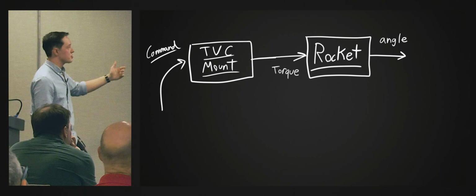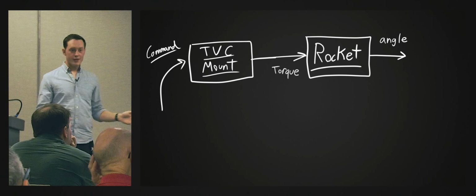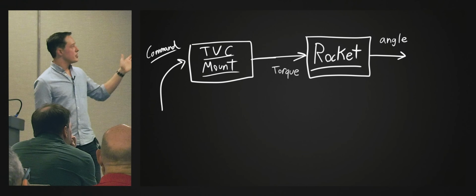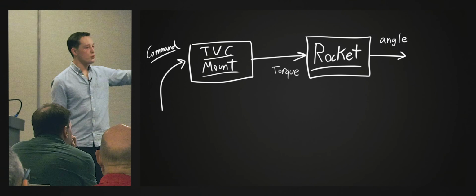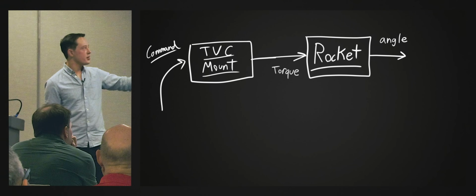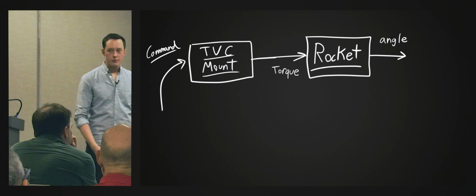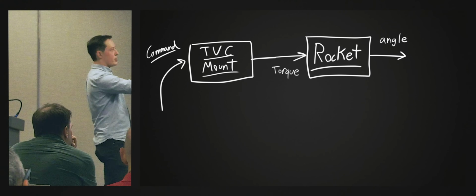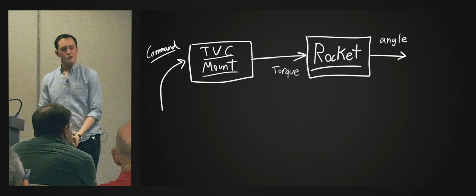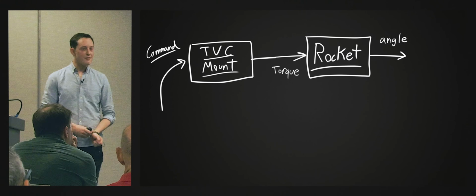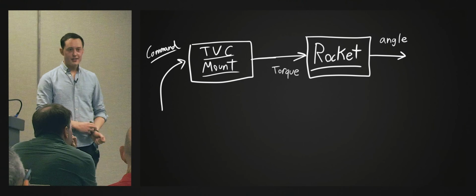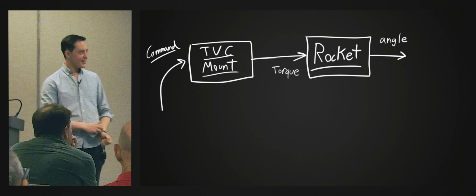So we can just connect these boxes up. Are we all on board? We get a command that comes in to the TVC mount, and then we get the twisting force that comes out of there. It goes into the rocket, and we get a resulting angle. So we're constructing what you might call a loop. And how do you control this system? Does anyone have any suggestions? Magic is close, but not right.